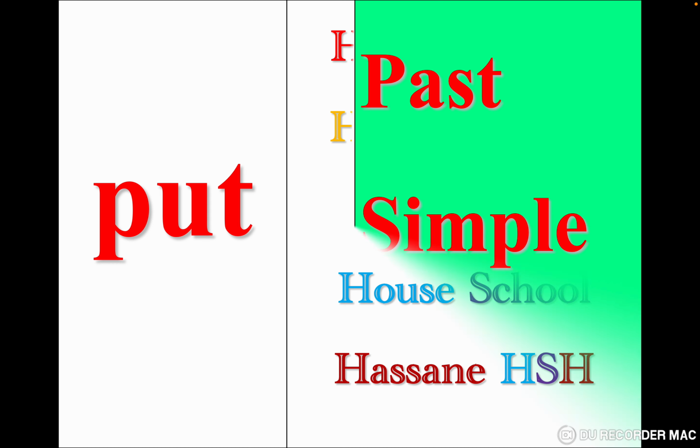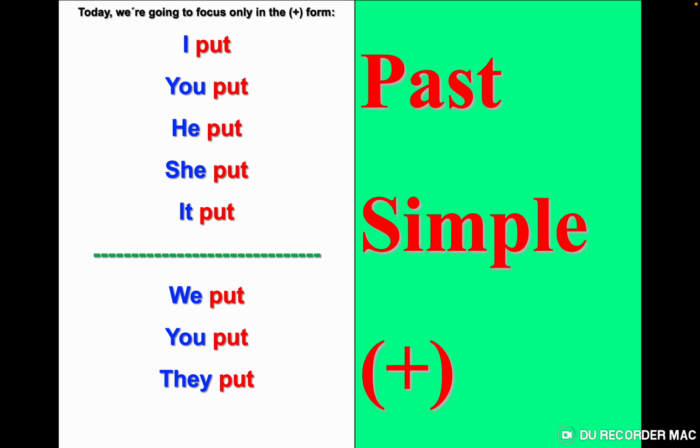Put doesn't change. So it's the same in present and past, like cat, like let. Now we have put. What's the difference between put in present and put in past? The difference is just with he, she, it.